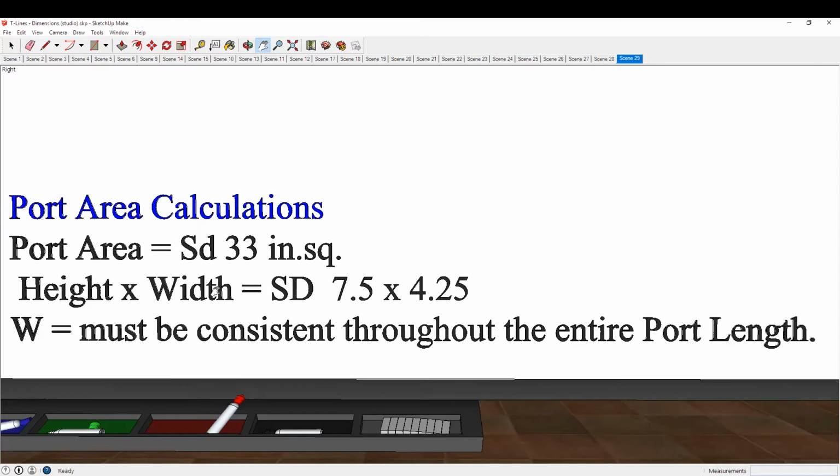So in short, you can take any two numbers that equal 33 in this case, and that would be acceptable, because 33 square inches is the SD rating of the driver. However, the reason why I had to plug in 7.5 and 4.25 in my case is because of the mounting parameters of my driver. This is the smallest that I can actually go.